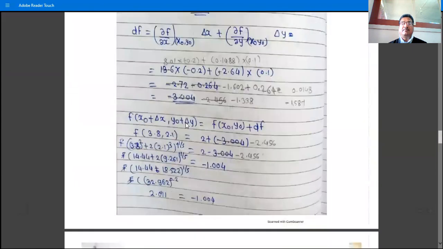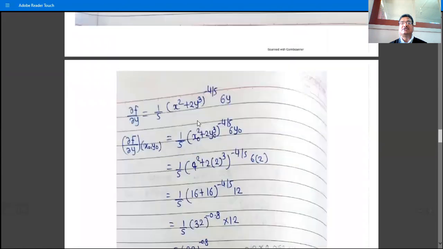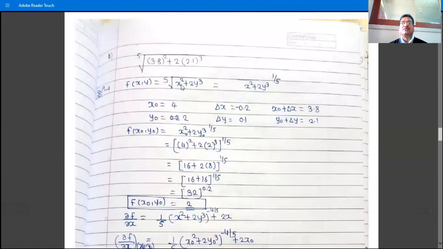So same problem, using differentials, find the values. Here the fifth root means we have to define the fifth root, and this 3.8 square means x square into 2, and 2.1 cube means y cube. So this is the function and same procedure. We will see the remaining problems in the next lecture.